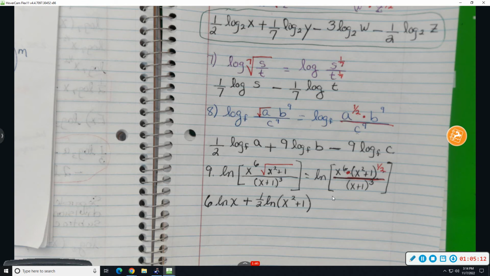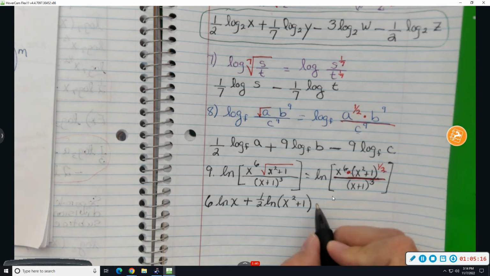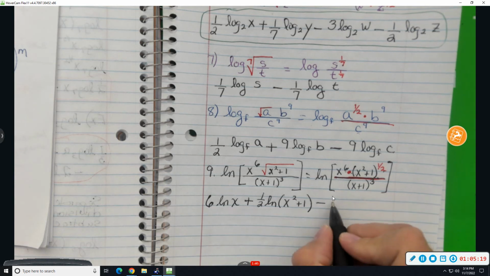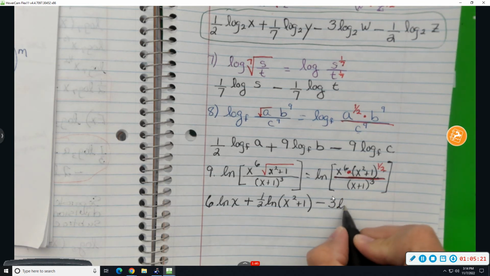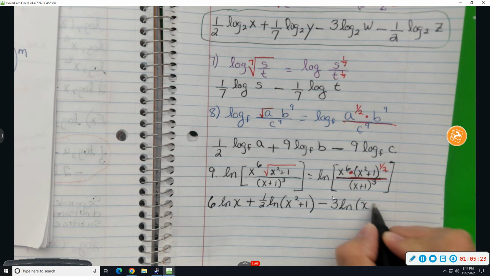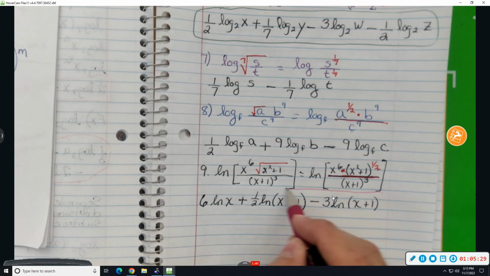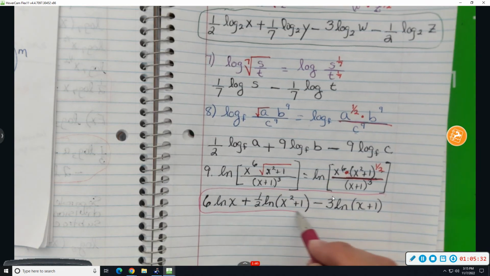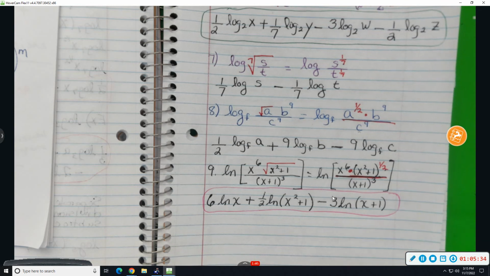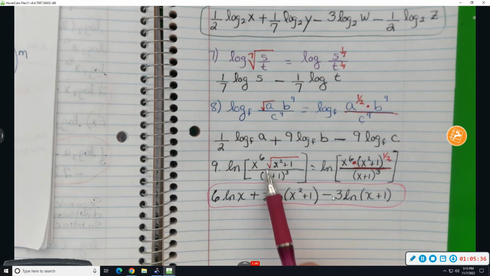And now, what am I about to write? Plus or minus? Minus. We're down in the bottom. Then the 3 ln x plus 1. The only work I did was rewrite the square root as a 1/2 exponent. From there, I'm just writing out the answer.